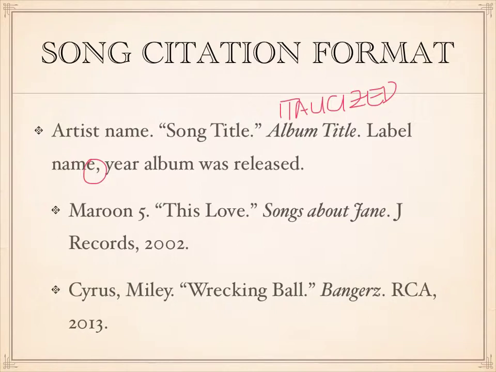So I've got two examples for you, the first being a band, so Maroon 5, and we're talking about the song This Love. As you can see, here is your album, which I italicized. It's produced by J Records in 2002. Now, if you've got a solo artist with a first name and a last name, you're going to want to do the last name first and the first name last. Make sure you put that comma in between to indicate that that is their last name that comes first, and you pretty much follow the same format as before: your song title in quotations, italicized album, label, and year.